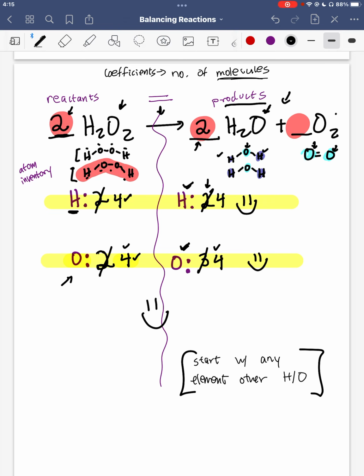One thing to note, in this example, we happen to have 4 hydrogens and 4 oxygen atoms. That was just a coincidence. What we need is if I have 4 atoms of hydrogen, I will end with 4 atoms of hydrogen. If I start with 4 atoms of oxygen, I'll end with 4 atoms of oxygen. These two do not necessarily need to be equal to each other.